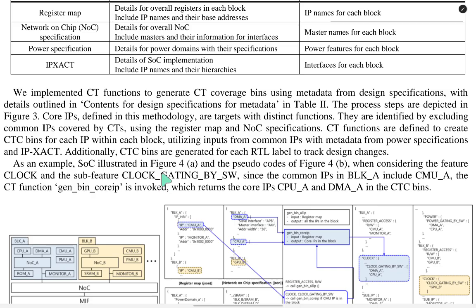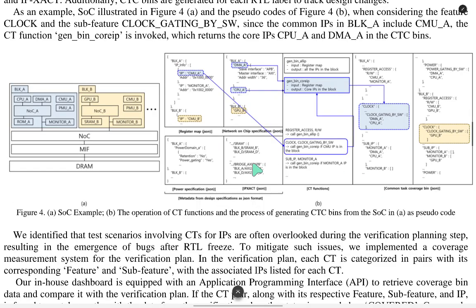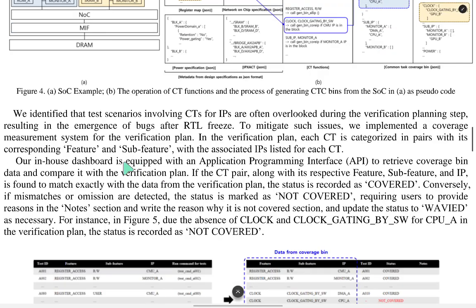Since the common IPs in block A include the CMU-A, and the CT functions can be core IPs invoked, which returns the IPs CPU-A and DMA-A in the CTC bean. Figure 4 is a SOC example. B. The operation of CT functions in the process of generating CTC beans from the SOC in the pseudocode.